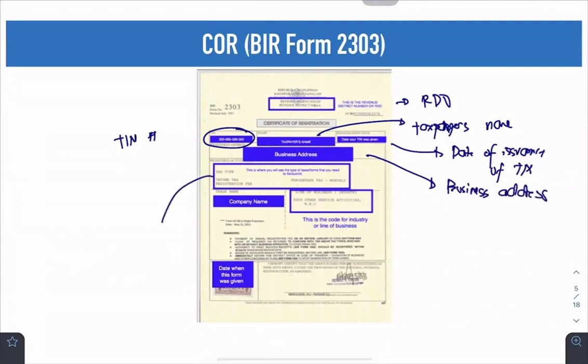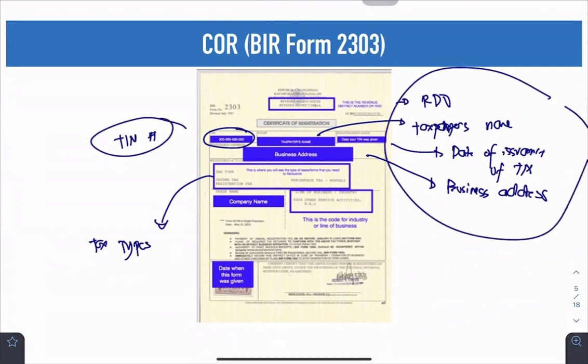And here are the different tax types. So we don't need to talk about these items because they are self-explanatory. So what's new here is your tax types. Take note, whenever we have your business, only business taxpayer has 2303. And the 2303 has your different tax types.